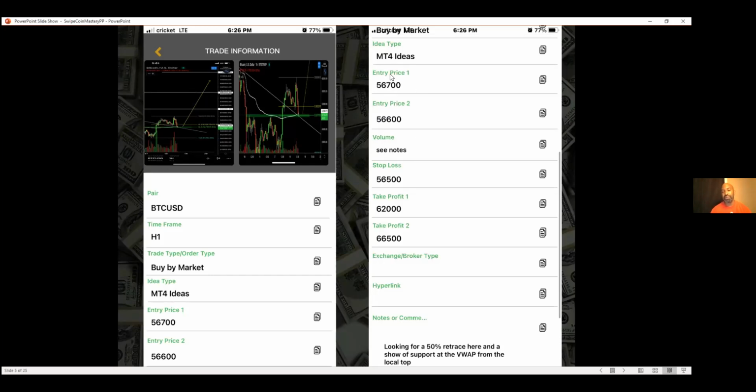They give you multiple entry prices because it may pull to this price and not to this price. But crypto is so volatile that you have to have options. You have to have options.